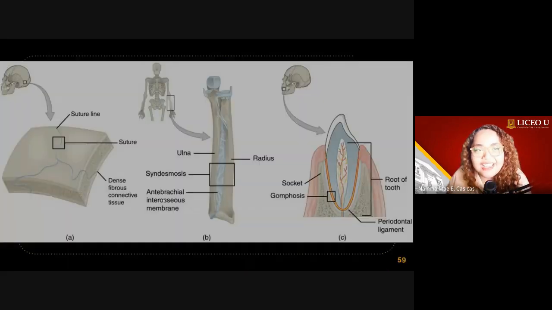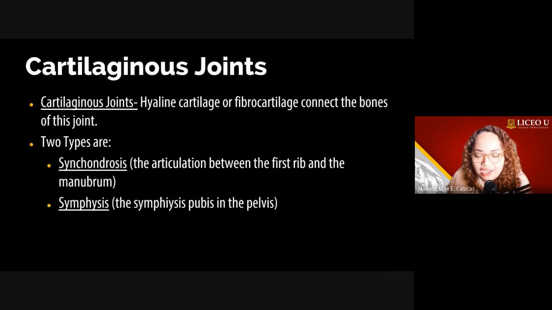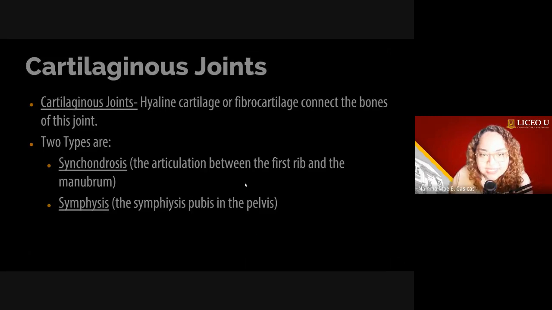Weird. All right. And then you have your cartilaginous joints, which is where hyaline cartilage or fibrocartilage connect the bones of these joints. Why did I pronounce it as bones? Sorry. There are two types, of course. We have your synchondrosis and your symphysis. Your synchondrosis, this is the articulation between the first rib and the manubrium. I'll show you a picture later. And your symphysis, just like your symphysis pubis in your pelvis, just like this one.